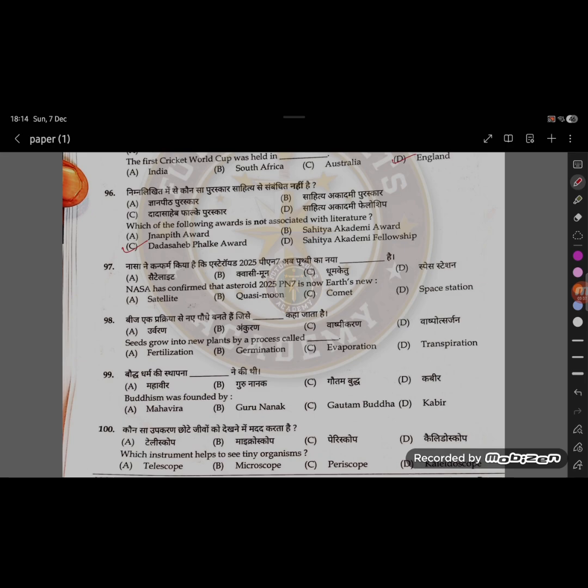Now question 97 asks about how NASA has confirmed the asteroid 2025 PN7 is now Earth's new. So the new asteroid it is, and it is asking about. NASA has announced that this new asteroid has recently started rotating around the Earth, and that's why it is our new quasi-moon. So it is taking the rotations of Earth just as the moon does, and that's why it's a new quasi-moon. Again, a question from your current affairs.